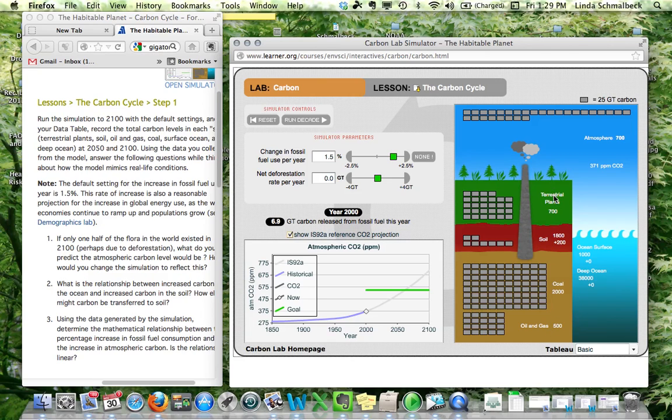Okay, let's go up here. Here's the terrestrial plants, and you'll see it's almost the same amount as you would find in the atmosphere, that is 700 gigatons.